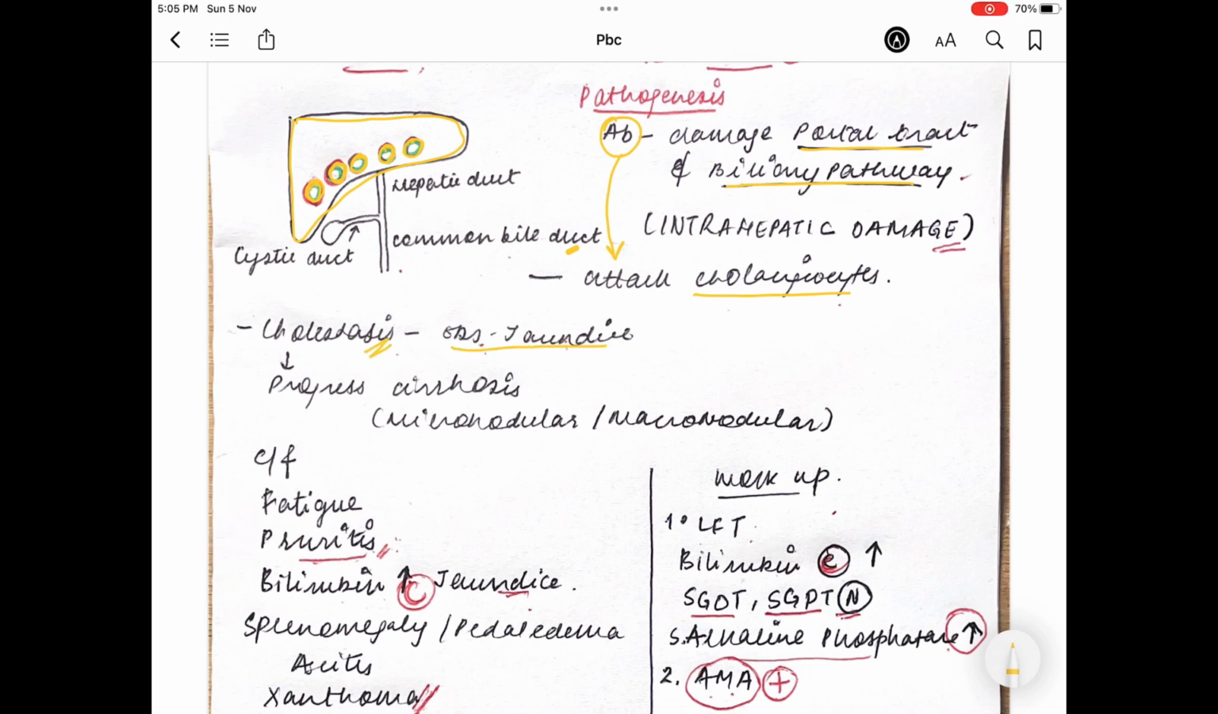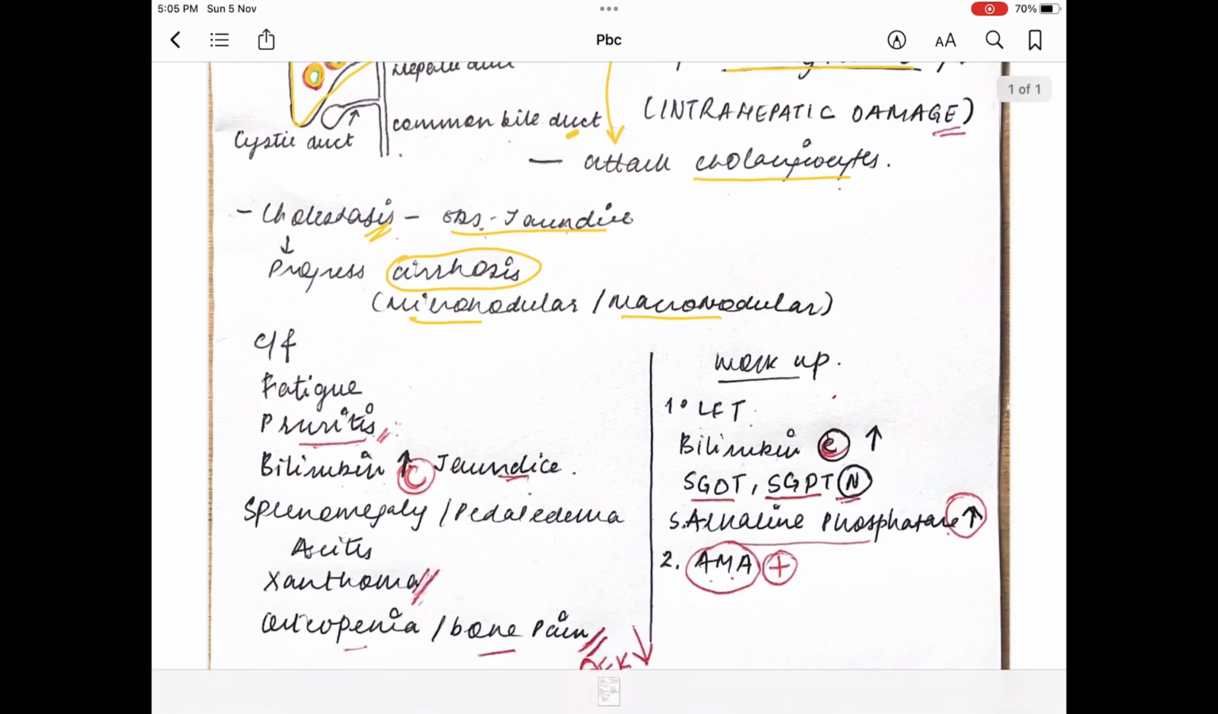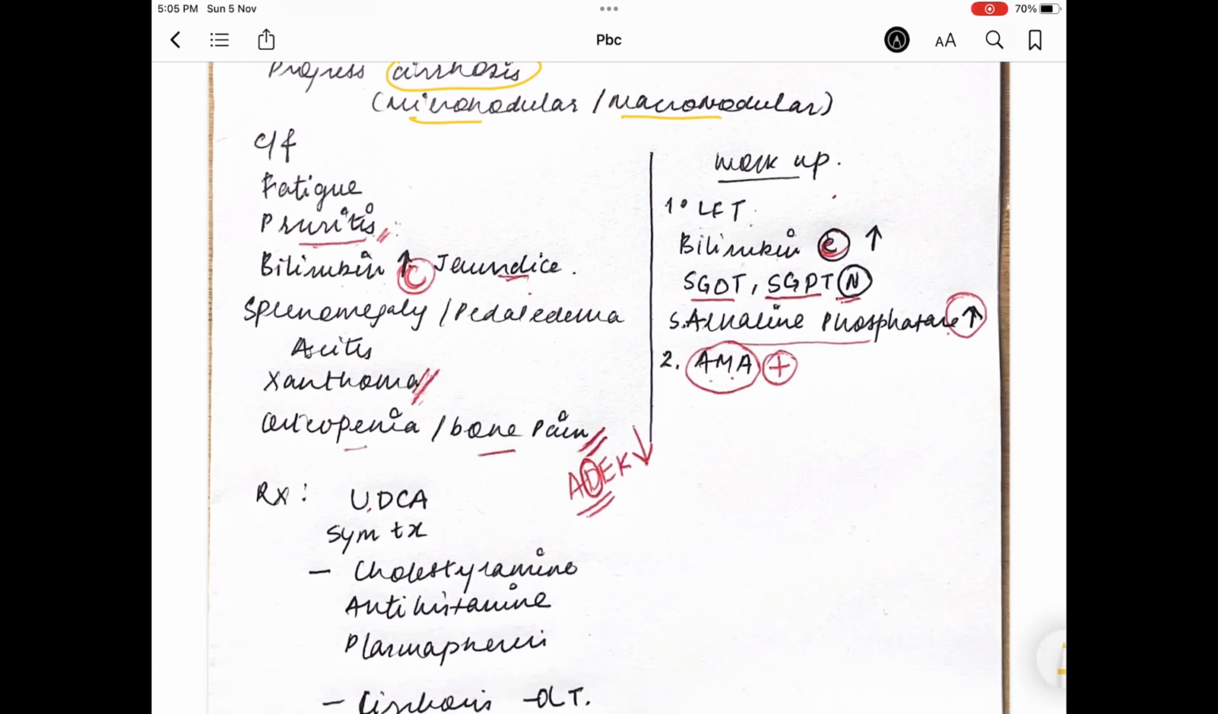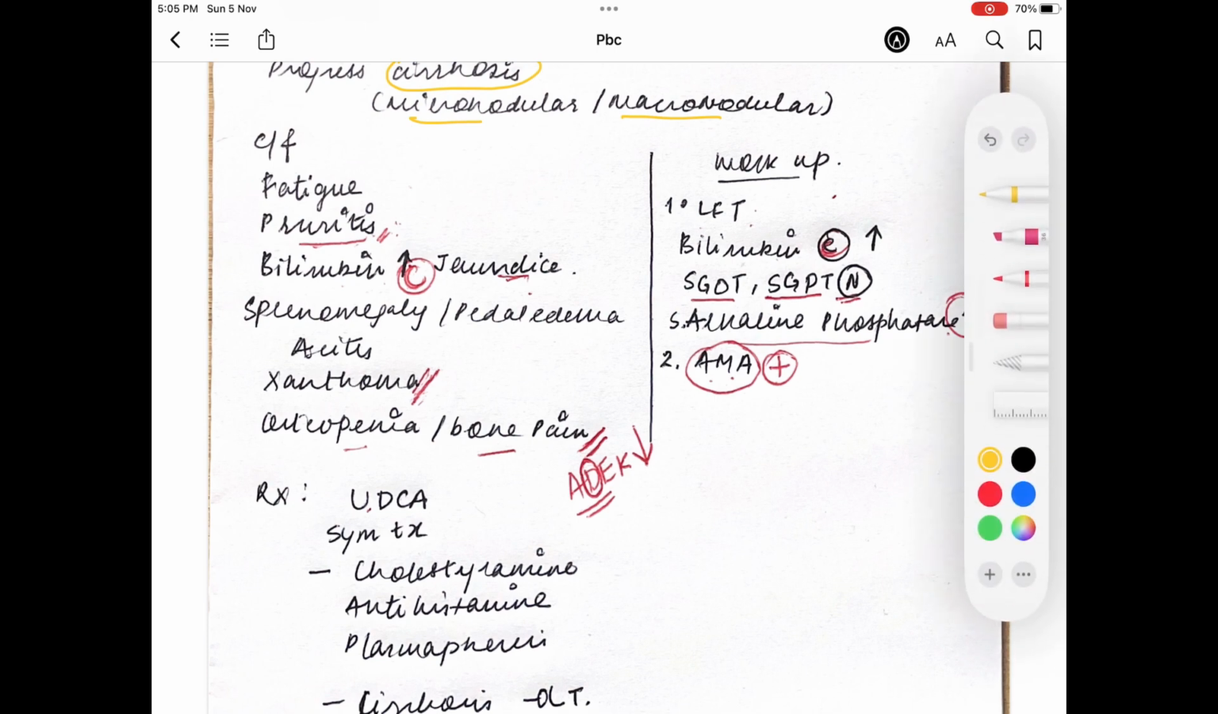And if the disease progresses, this can lead to cirrhosis in the patient. And this cirrhosis can be micronodular and macronodular. So how does the patient present? The patient presents with fatigue. The patient will have fatigue and pruritus.